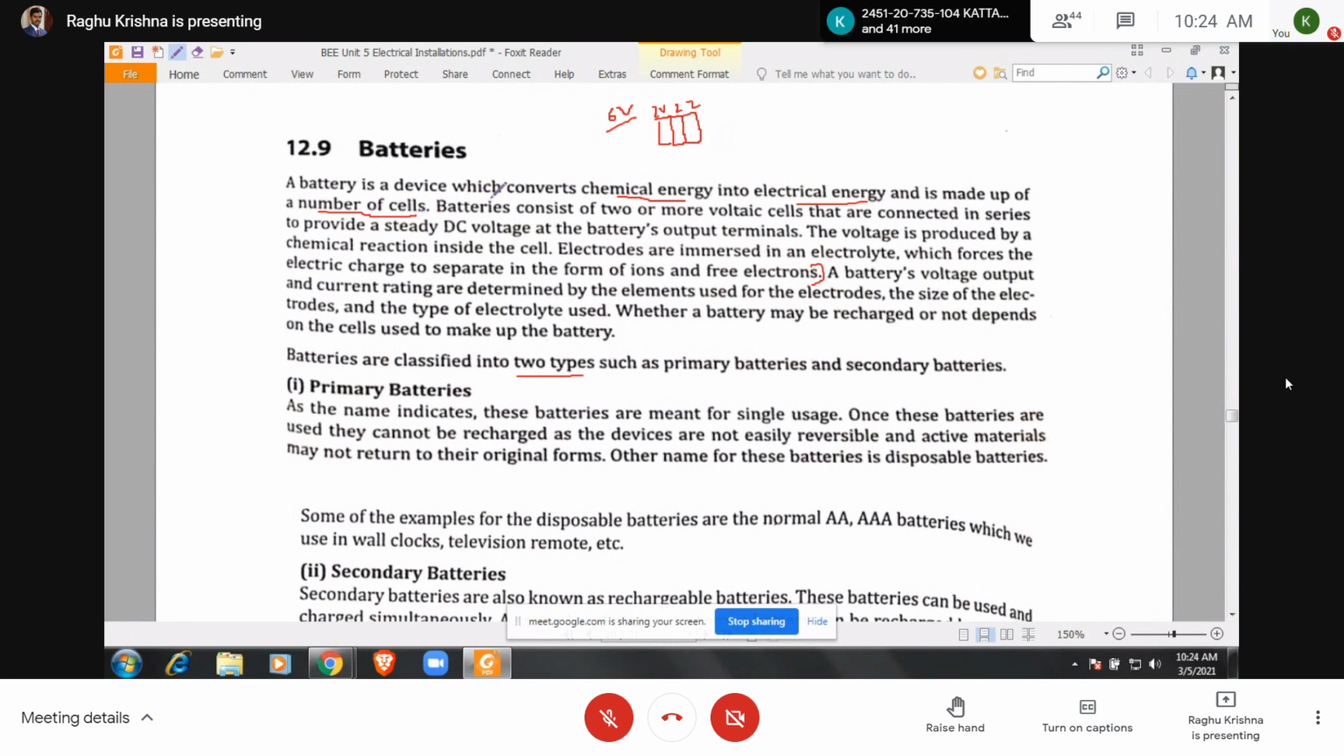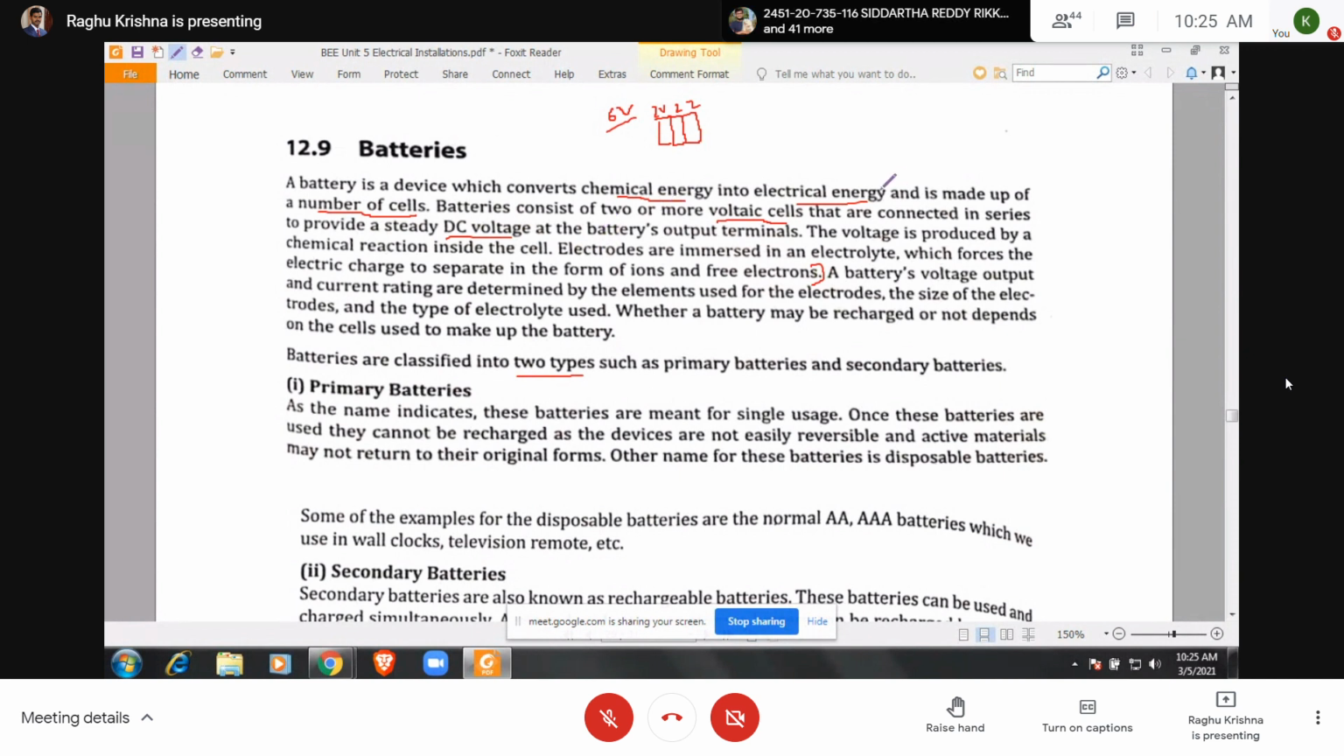Sometimes we call a single cell a battery. Single cell also we call a battery. But generally, battery means a group of cells connected in series. Batteries consist of two or more voltaic cells that are connected in series to provide a steady DC voltage at the battery's output terminals.